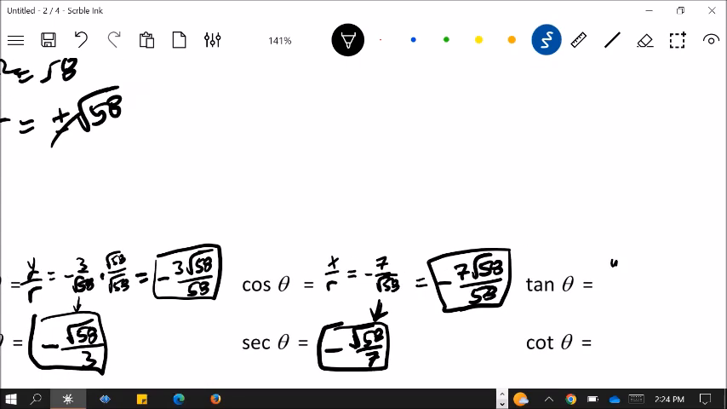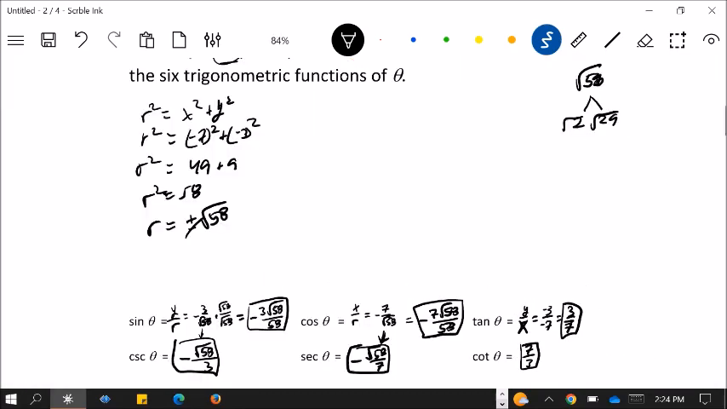And for the tangent, that's the y value over the x value. Y over x is -3 over -7, which is 3 over 7. And the cotangent would be 7 over 3. Both of those positive because the negatives cancel out.